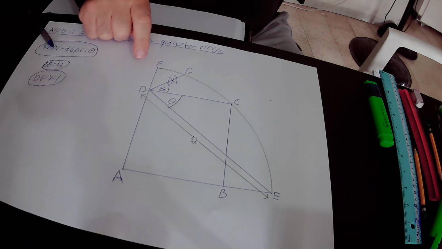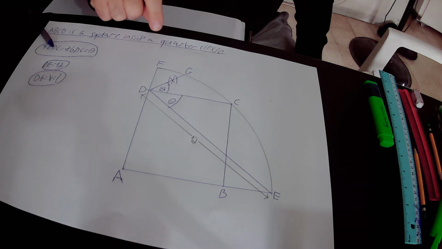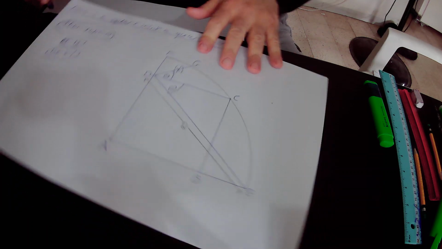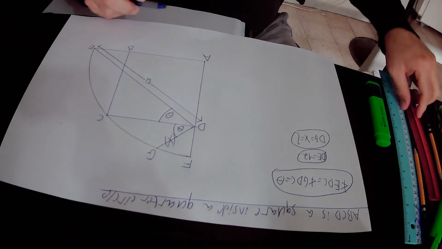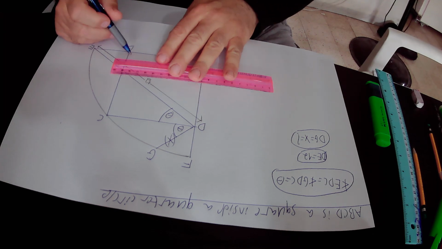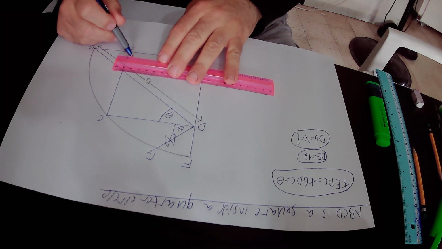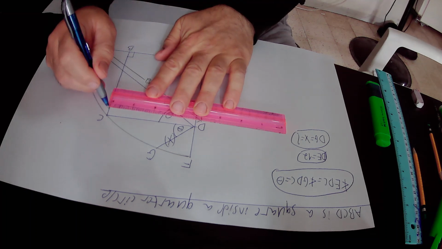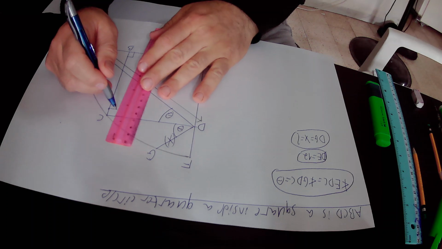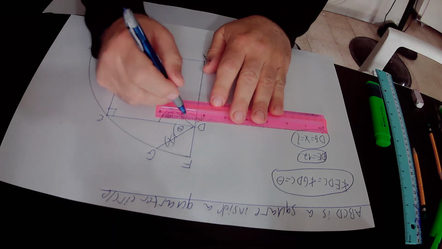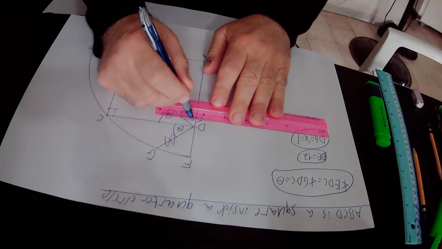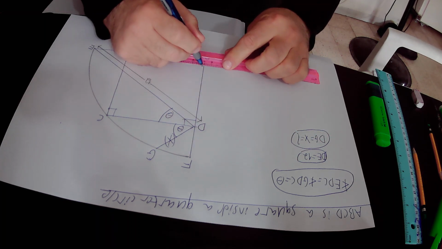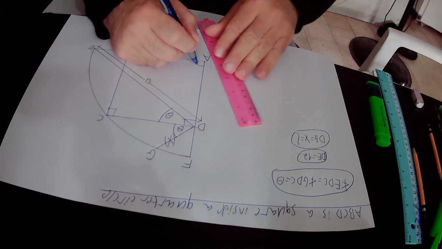So first of all, note that all the angles inside this square ABCD are right angles. So this angle equals 90 degrees in size. This is also a right angle. This angle is a right angle. Finally, this angle also equals 90 degrees in size.